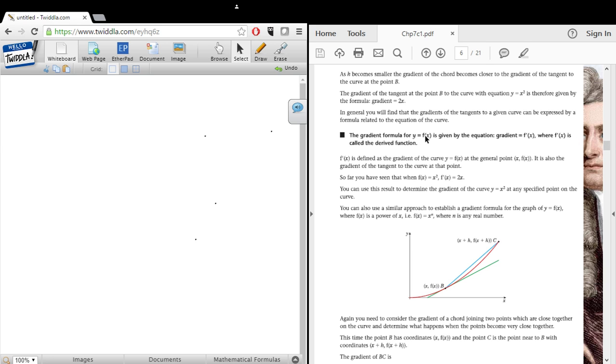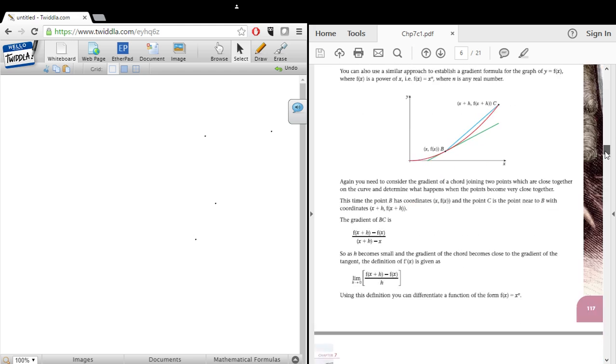The gradient formula for y equals f(x) is given by the equation gradient equals f dash x, where f dash x is called the derived function. Essentially, the function differentiated once over. f dash x is defined as the gradient, so when you differentiate something, you find its gradient. Very simple, very straightforward. Please do read the rest of that.